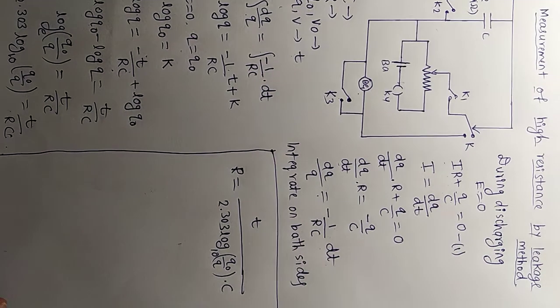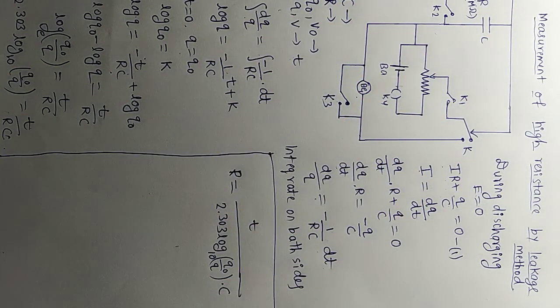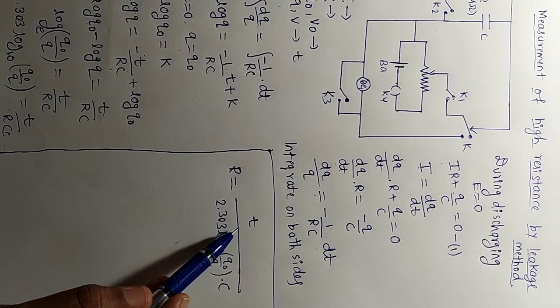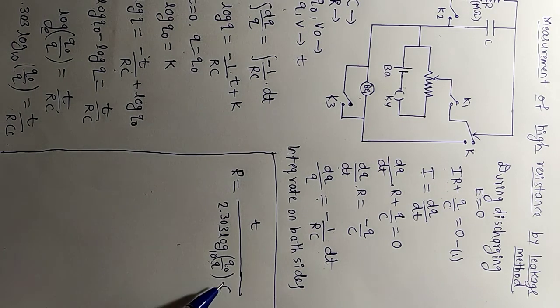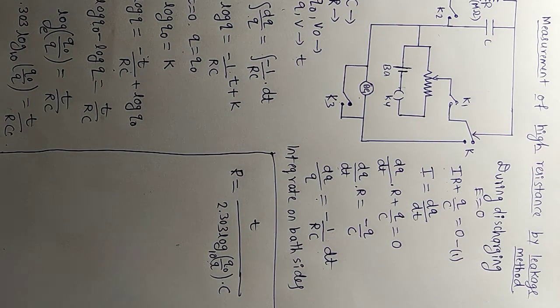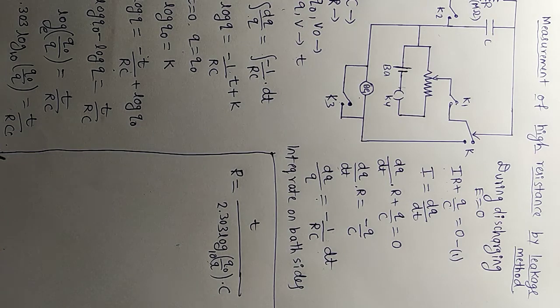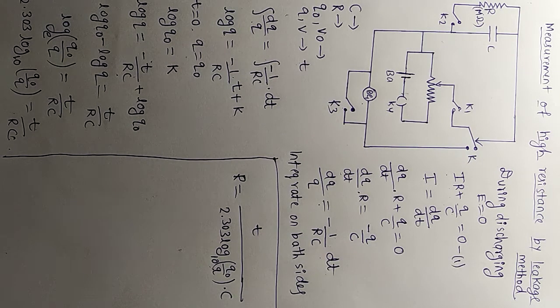And what is our main intention? Measurement of high resistance. So when we know the time at which we are finding, and if we substitute the Q0 and Q values and the capacity of the capacitor, that is the C value, then easily we will find the high resistance in a resistor.